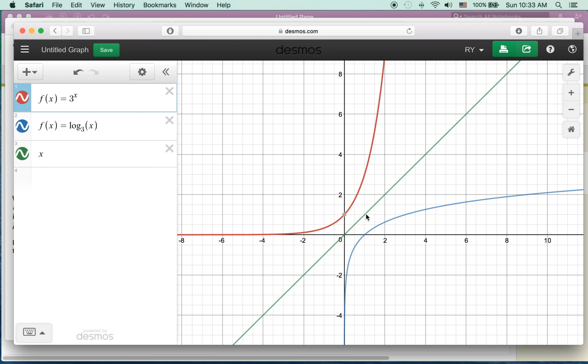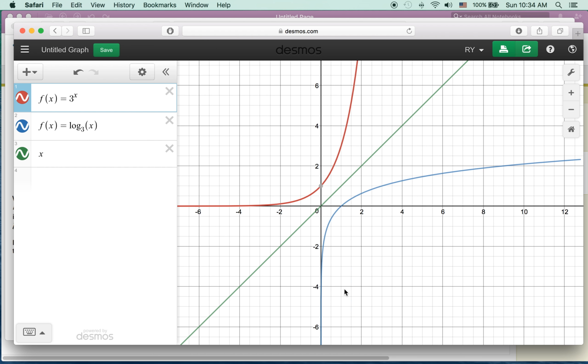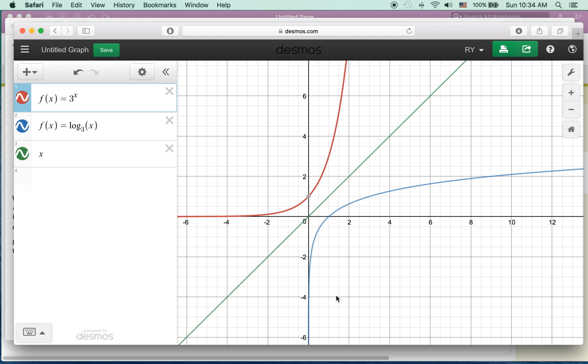The domain of y equals 3 to the x is all numbers. This is defined across all numbers. The range is all positive numbers. So the range is everything above the x-axis. Now for the inverse, the range is all real numbers. This goes off towards infinity very slowly, and this goes down to negative infinity very quickly. But the domain is all positive numbers.